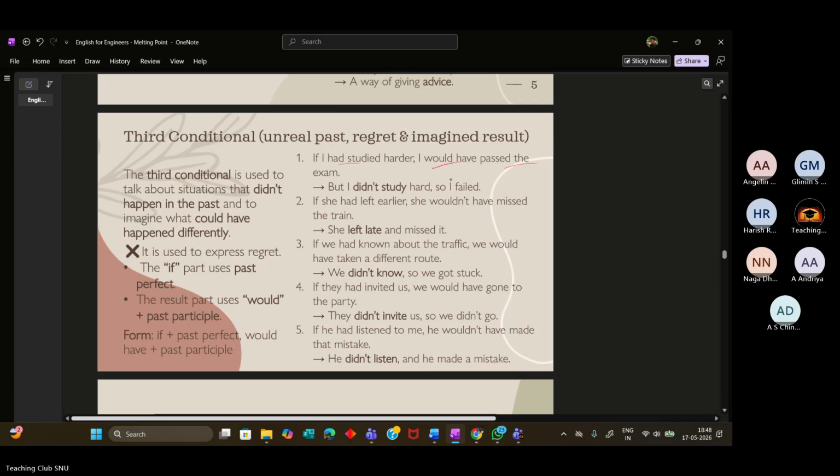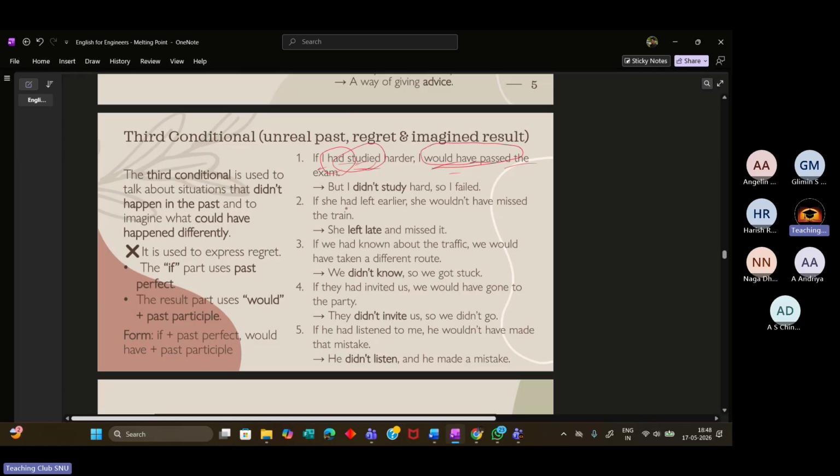For example, if I had studied harder, I would have passed the test. You haven't studied harder, so you failed the test. So what could have been the ideal scenario? If I had studied harder, that is had plus the past participle, I would have passed the test. And this is a past participle, would have passed the exam.